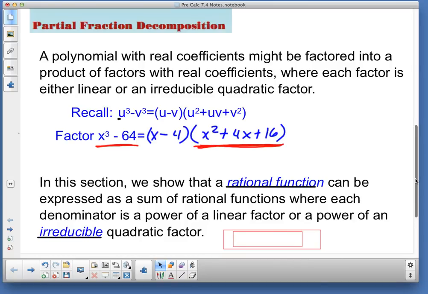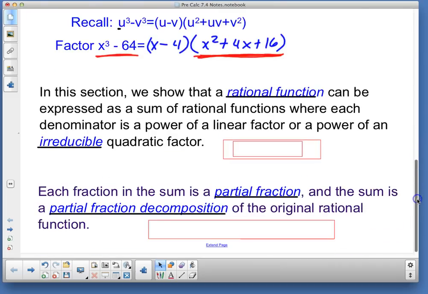And this section will show that a rational function can be expressed as a sum of rational functions where each denominator is a power of a linear factor or a power of an irreducible quadratic factor. Each fraction in the sum is a partial fraction, and the sum is a partial fraction decomposition of the original rational function. So we've got to go through some of this to be able to debrief it.